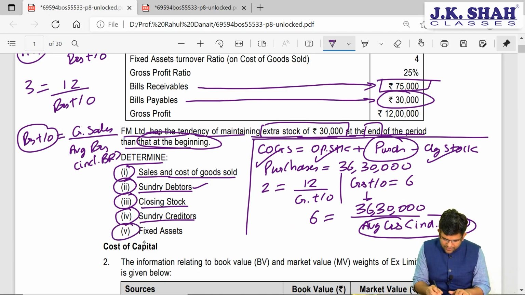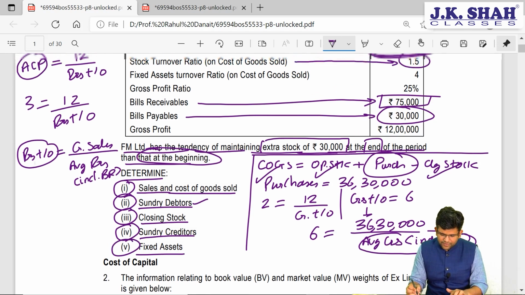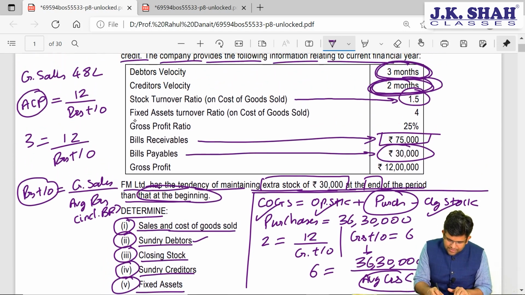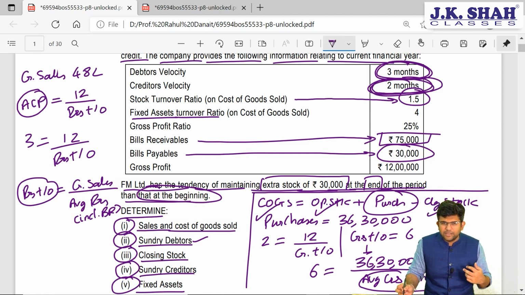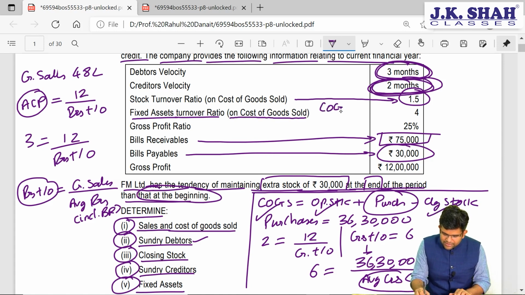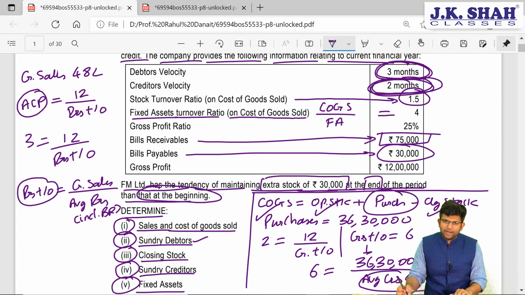And now point number 5, fixed assets. Children, for fixed assets it is very simple. They are saying fixed asset turnover ratio. Now generally turnover ratio is based on sales, right? Fixed assets turnover ratio is based on sales, but here very clearly they are saying that it is to be calculated on COGS, which means COGS divided by average fixed assets is equal to 4, correct? COGS upon average fixed assets is the formula for fixed assets turnover ratio if it is based on COGS.